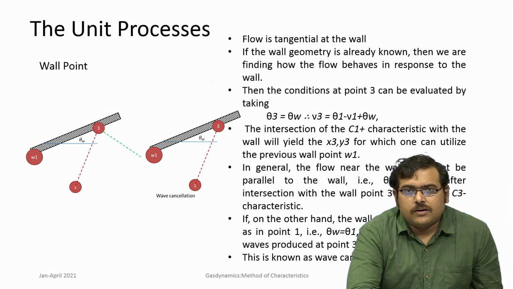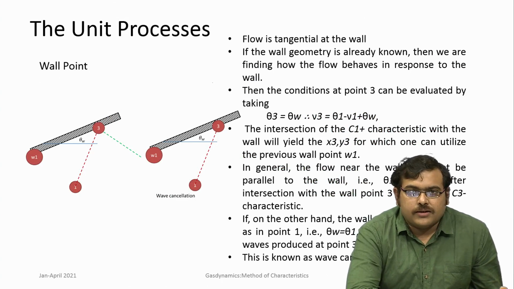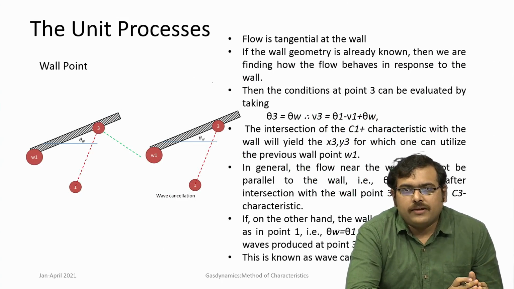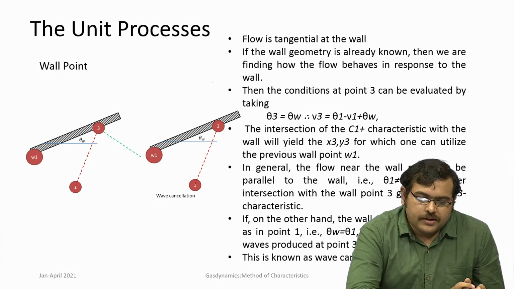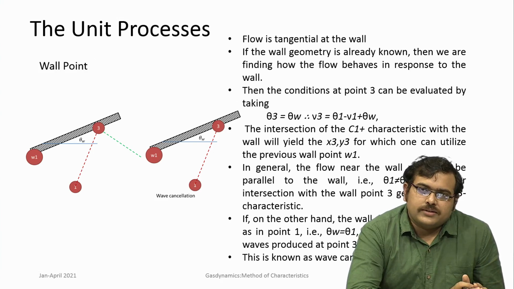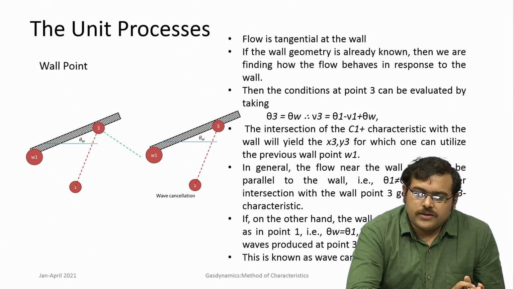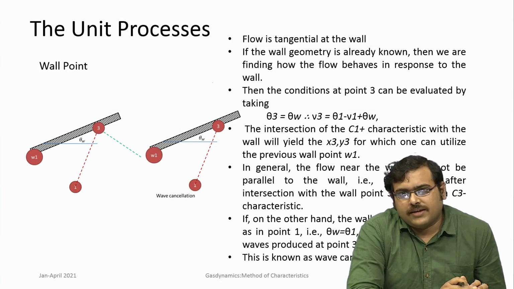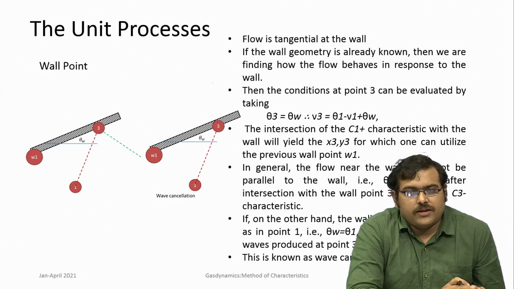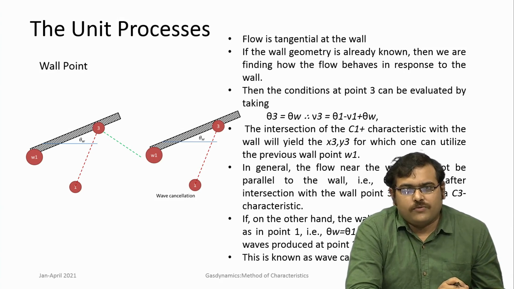Now, the other case is if these characteristic curves go and meet the wall, that is known as the wall point. Okay. Then we apply the wall boundary condition. It is an inviscid flow. In an inviscid flow, the wall boundary condition is that the flow is always tangential at the wall. Now, there are two cases usually. If you are analyzing a certain case, then you are looking at a problem where you already know the geometry of the wall, but you are trying to find out the flow field.